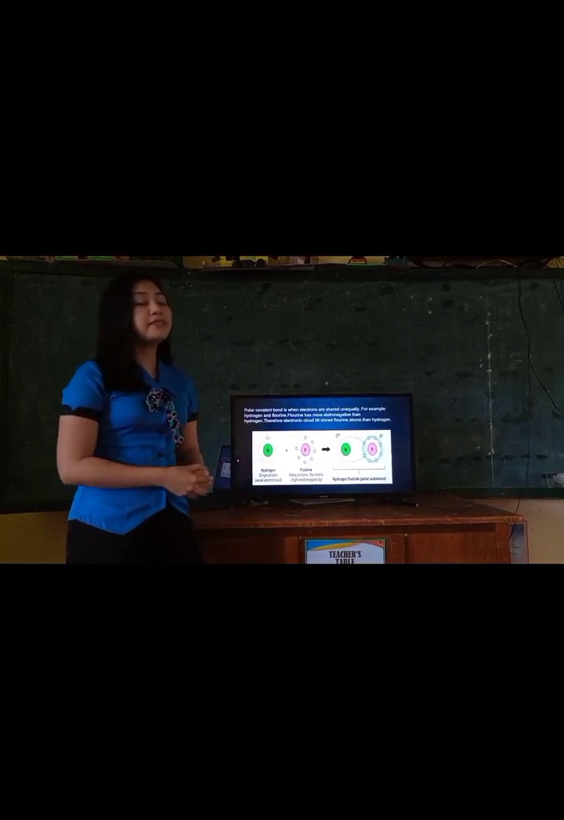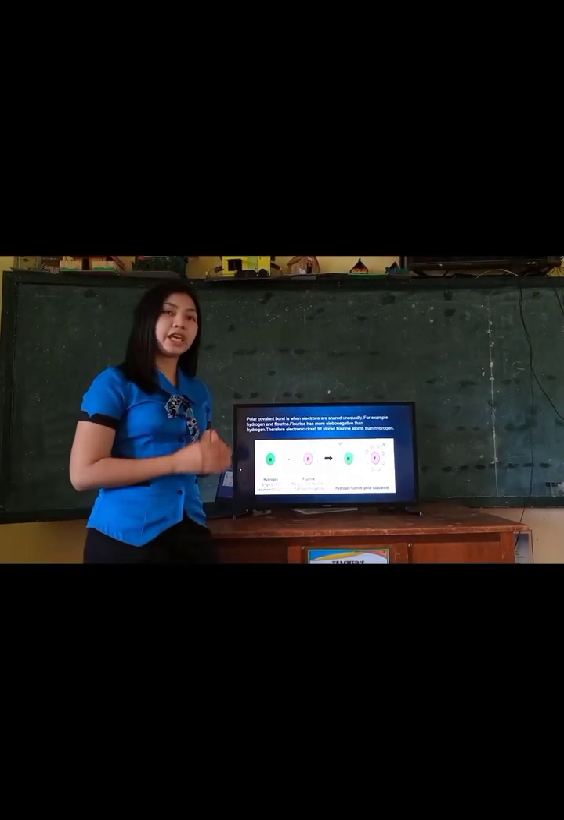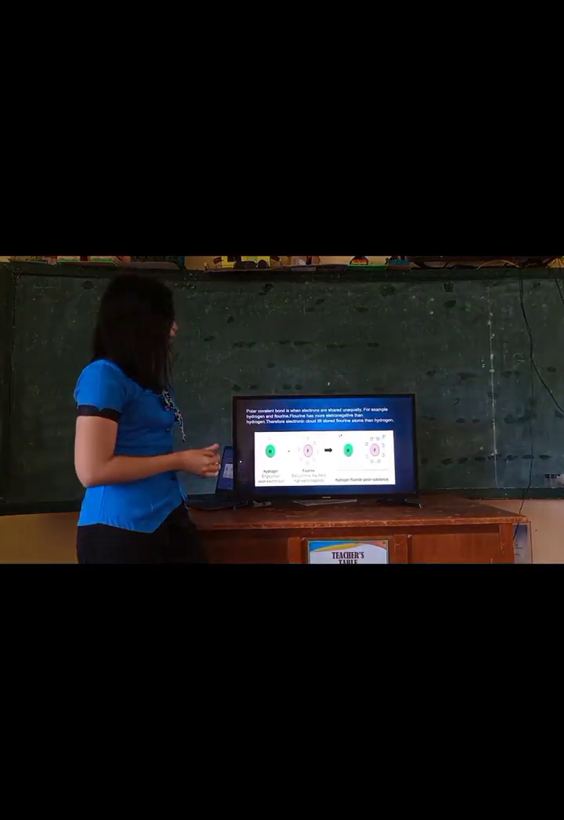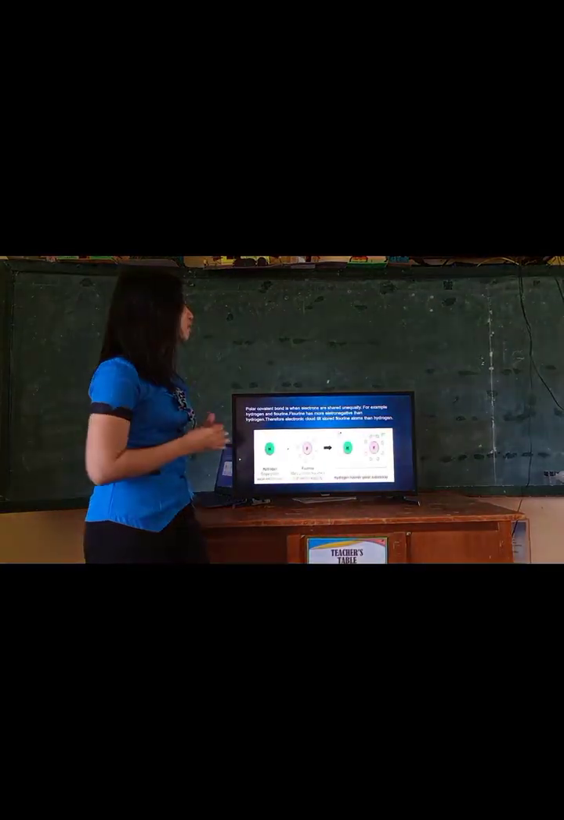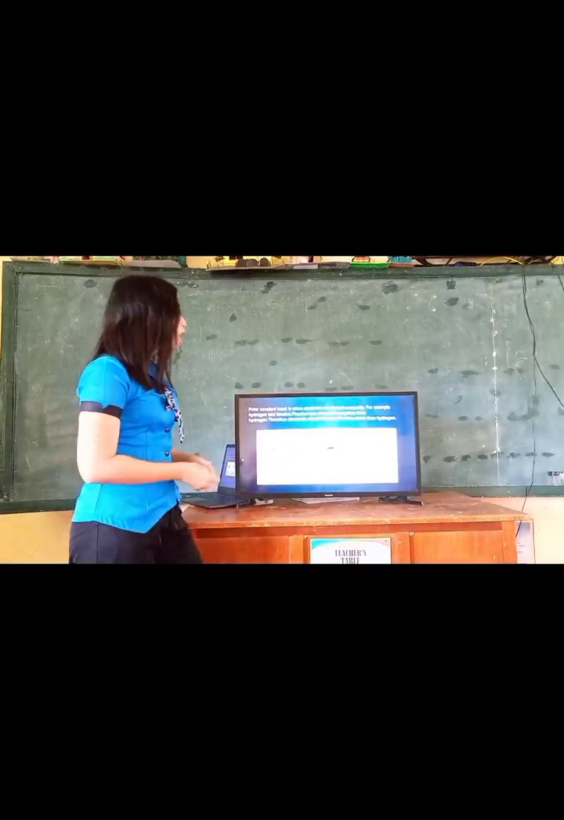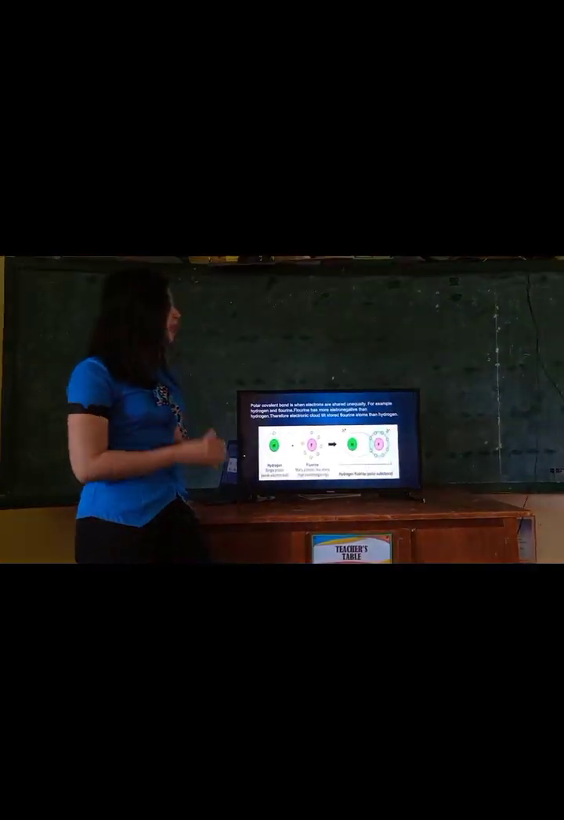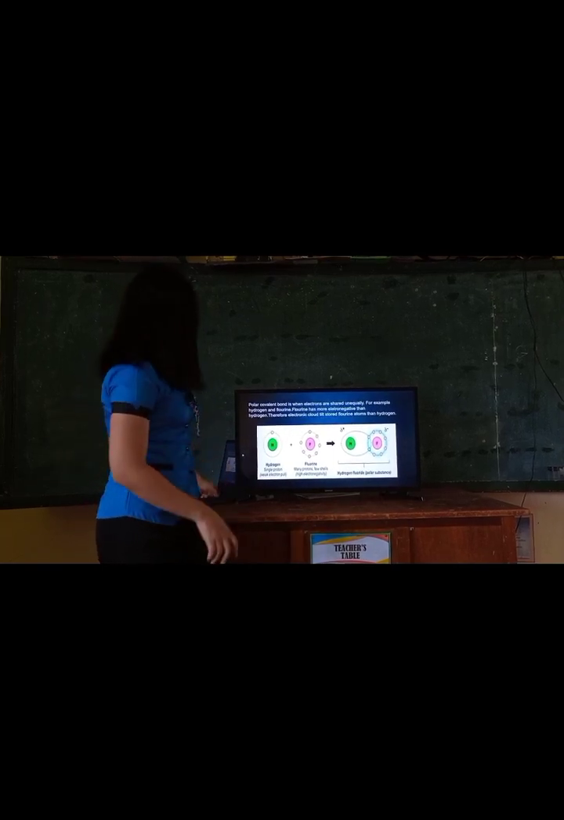A polar covalent bond is when electrons are shared unequally. For example, hydrogen and fluorine. Fluorine is more electronegative than hydrogen. Therefore, the electron cloud tilts toward the fluorine atom rather than the hydrogen.